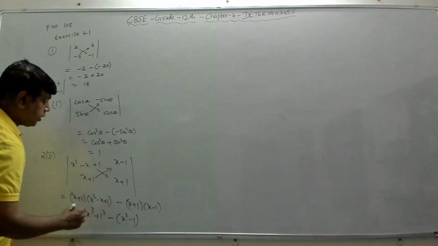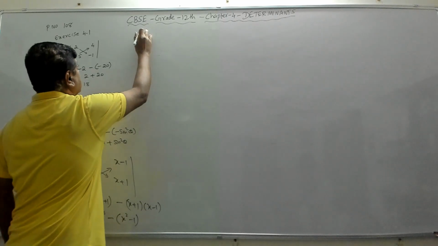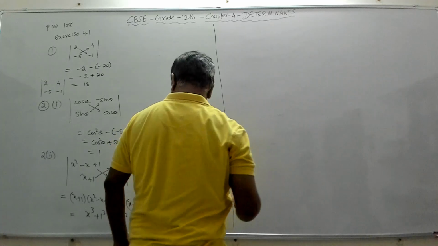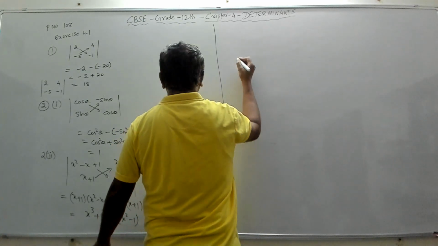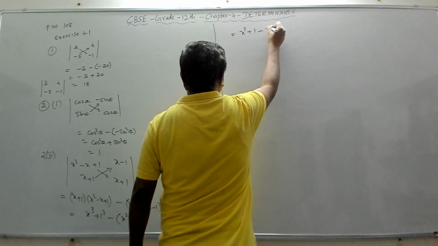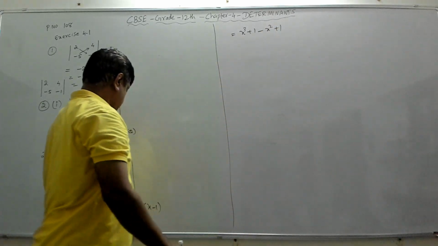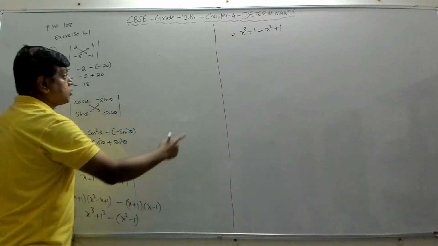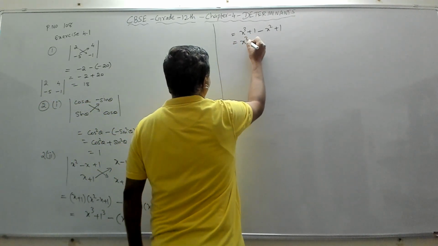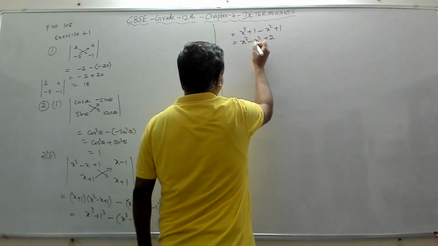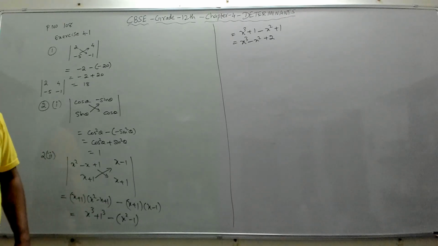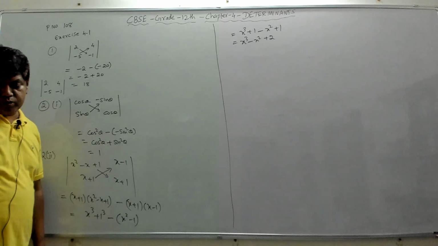So the continuation of this, probably I'll write it here, is x cube plus 1 minus x square plus 1. Because this is minus x square, and minus into minus is plus 1. So you finally get x cube minus x square plus 2. So that is the value of this determinant: x cube minus x square plus 2.